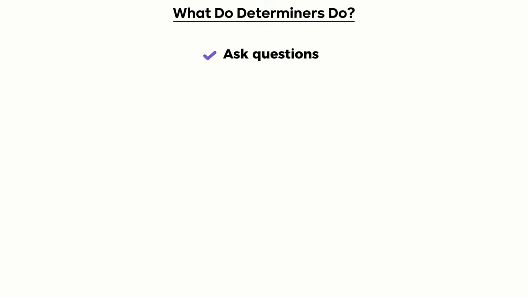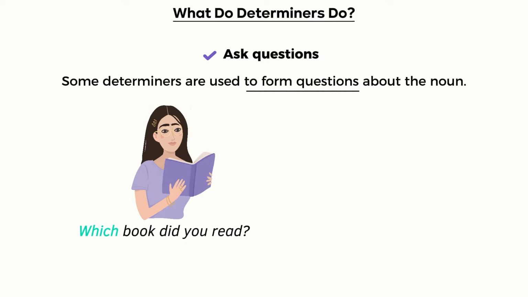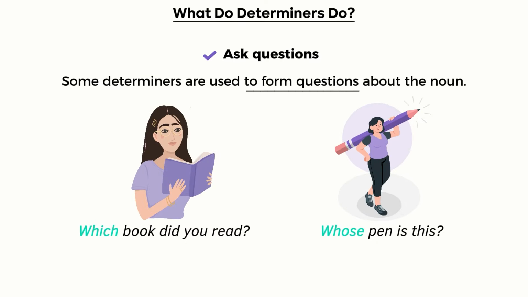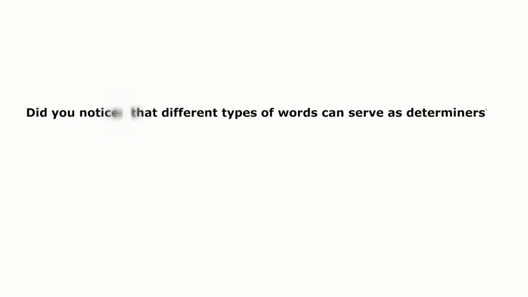Ask questions. Some determiners are used to form questions about the noun. Here are some examples. Which book did you read? Whose pen is this? These functions help to make sentences more precise and easier to understand. Did you notice that different types of words can serve as determiners?